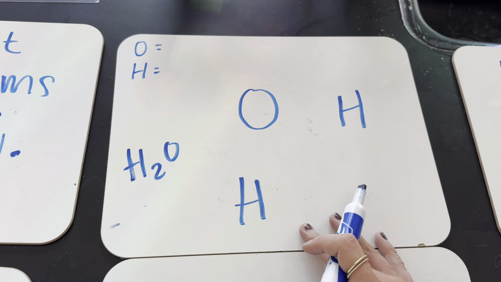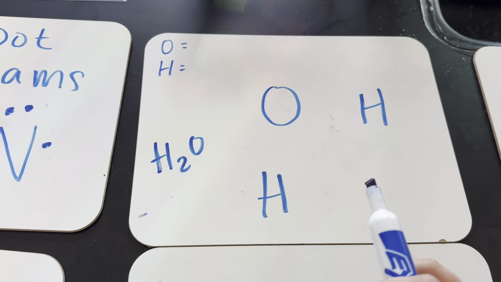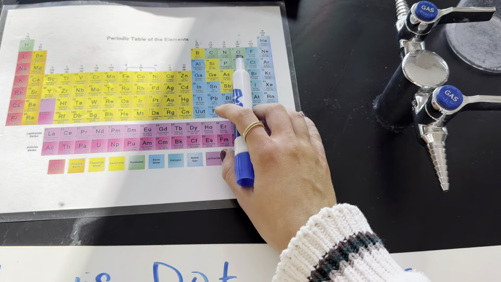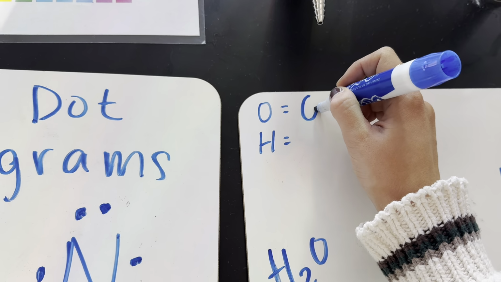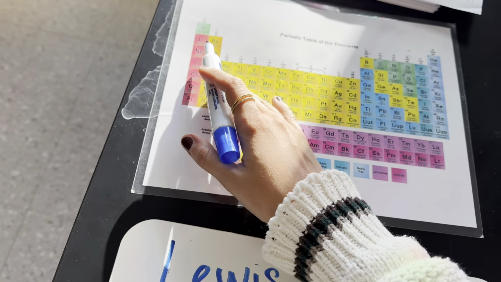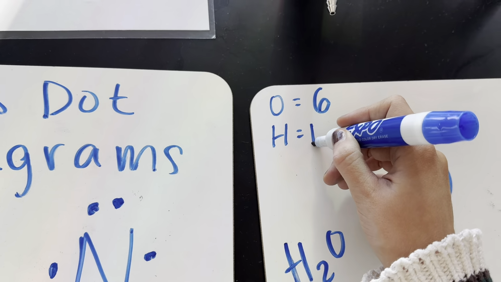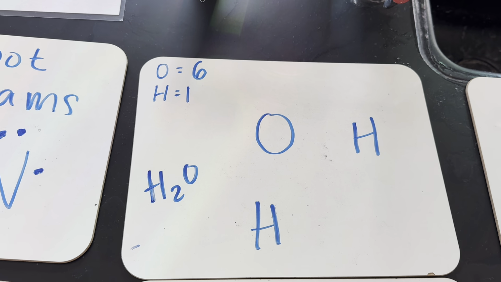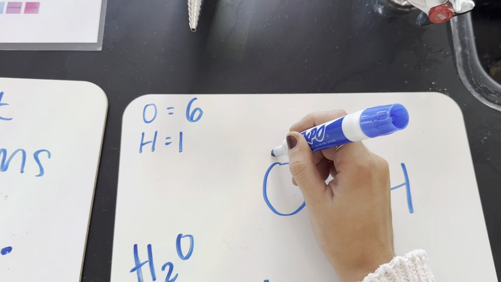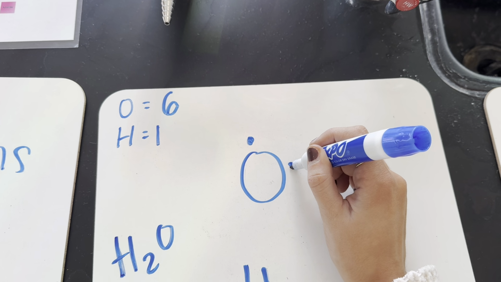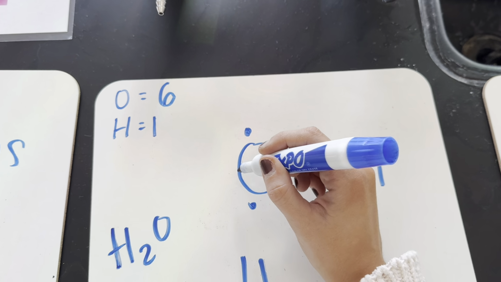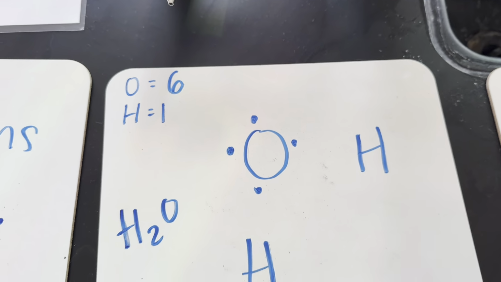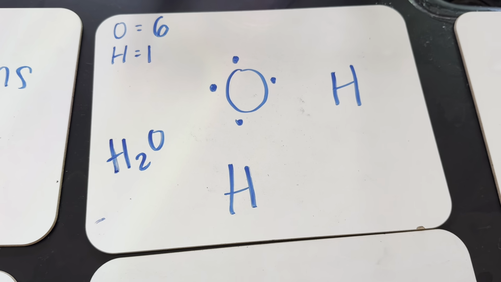I need to figure out my valence electrons first. That's my first step. So oxygen has 6 valence electrons. I'm going to put that right here so I remember. Hydrogen has 1 valence electron. And then I'm going to start drawing my dots around my elements. So for oxygen, I need 6. 1, 2, 3, 4, and now I can start pairing them on the sides of my imaginary box.